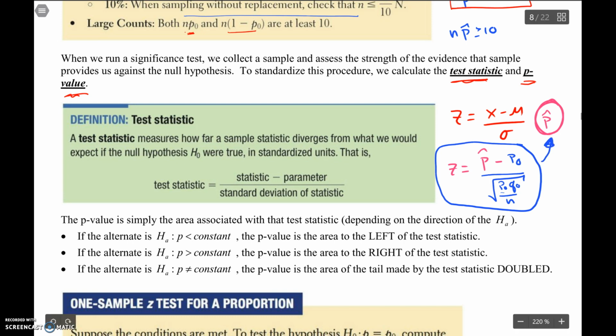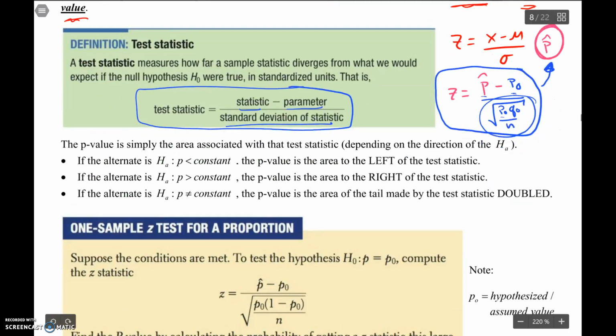So this is just a z-score, but it's using the values from our sampling distribution and our sample statistic. In general, it's always going to look like this. This is what's going to be given to you on the formula sheet. We need to construct it by putting in the proper values. Our statistic is p hat, the hypothesized parameter is p naught, and the standard deviation of the statistic is that guy. Okay? So this is how we calculate the test statistic.